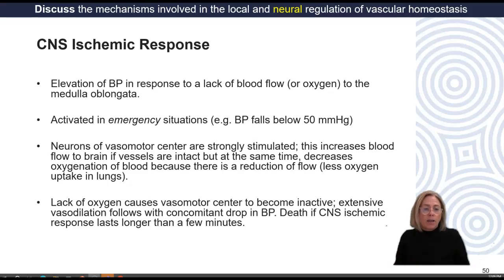Over time then, if there isn't medical intervention, the lack of oxygen will cause the vasomotor center to become inactive. There's going to be then extensive vasodilation of vessels, and that follows with a concomitant drop in blood pressure. And of course, that does lead to death if the central nervous system ischemic response lasts longer than a few minutes.